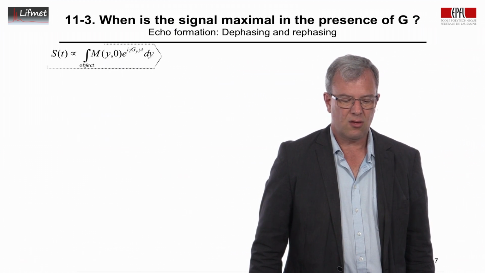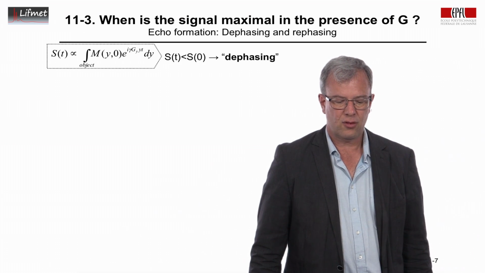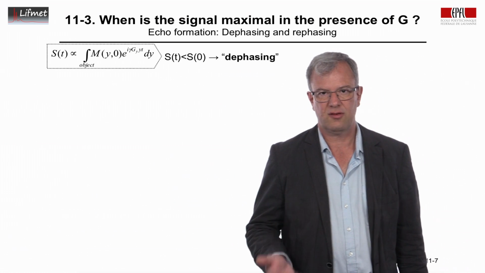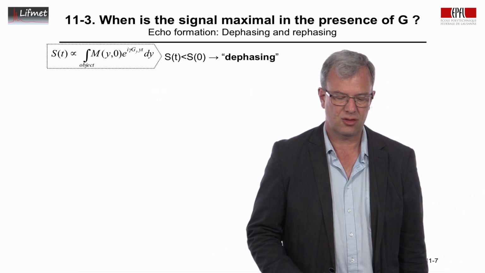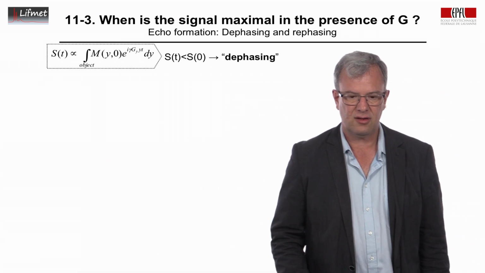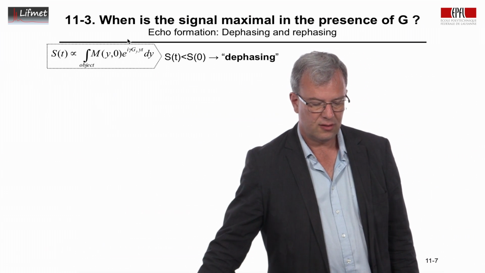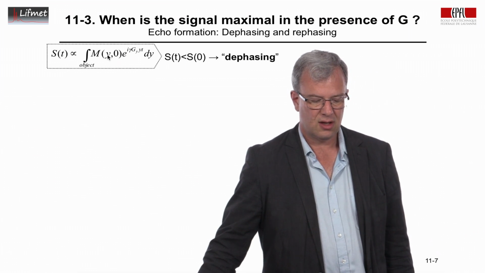If we now look at this equation, then we can see that these are complex numbers. So again, the real part is x, and the imaginary part represents the y component of the magnetization or of the signal. And if we look at this equation here, then we can see that at time 0, this term is 1, and then the signal as a function of time is the magnetization, it's constant.